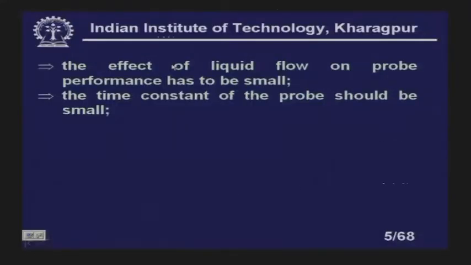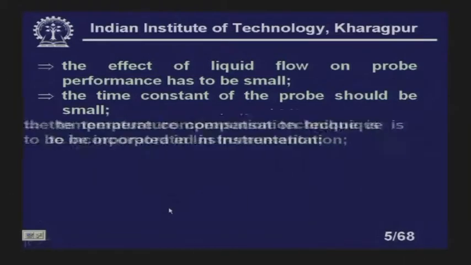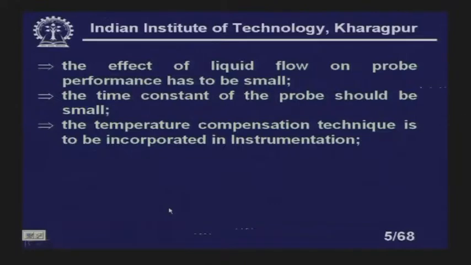The time constants of the probe should be small. This is another important thing. The response time should be very fast, or the time constants of the probe should be small, which is also desirable, because sometimes we will find it is out of our control. We will always try to make the time constants small. We will see some considerations if we design this electrode in a way by which I can get a fast response time.